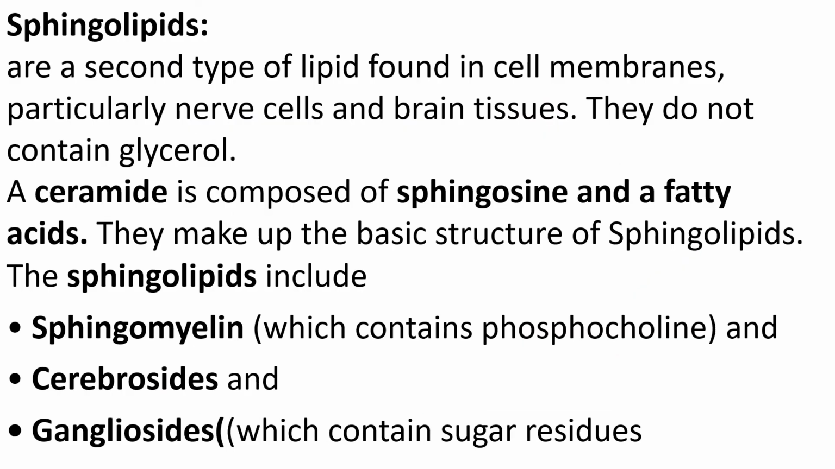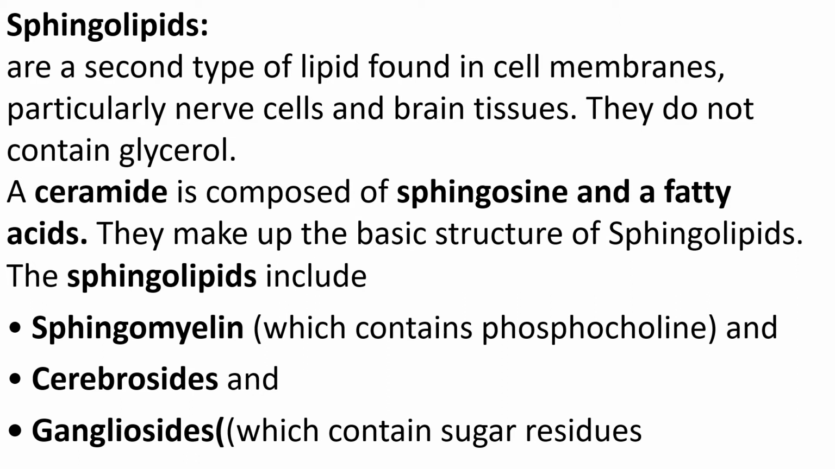Now here we will discuss the second type of lipids which are normally present in the lipid bilayer, and these are called sphingolipids. These sphingolipids are mainly present in the nerve cells and the brain tissue. And if you recall the definition of a lipid, they are esters of fatty acid with alcohol. In phospholipids, the alcohol was glycerol, but sphingolipids don't contain glycerol, rather they contain an amino alcohol called sphingosine. When sphingosine and a fatty acid are attached, they form a structure called ceramide.